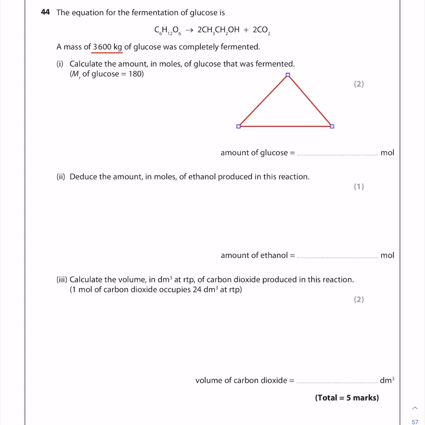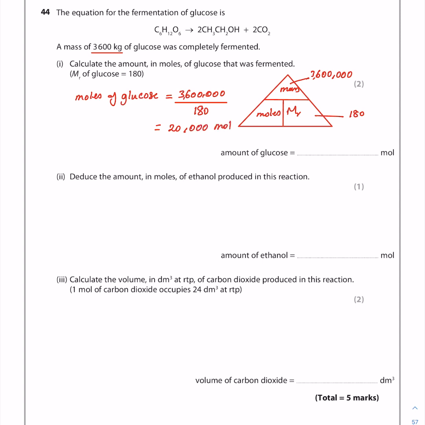The law we work with is moles equals mass over MR. The mass is 3600 times 1000 to convert to grams. Then we divide by the MR of glucose, which is given as 180. So moles of glucose equals 3,600,000 grams over MR 180, which gives 20,000 moles. So the amount of glucose is 20,000 moles.